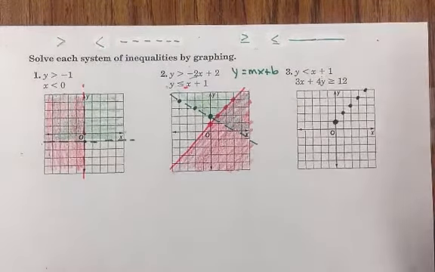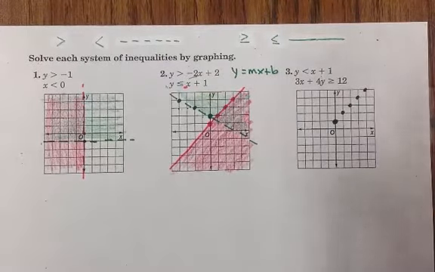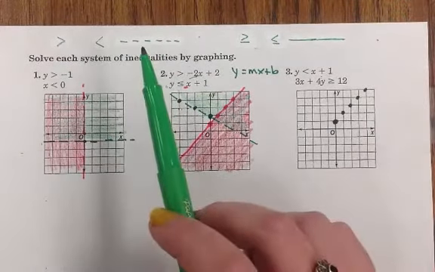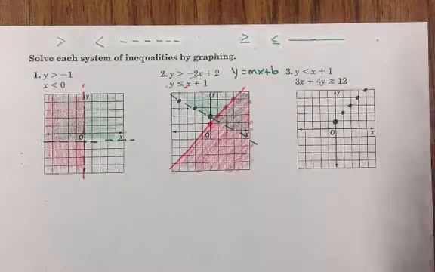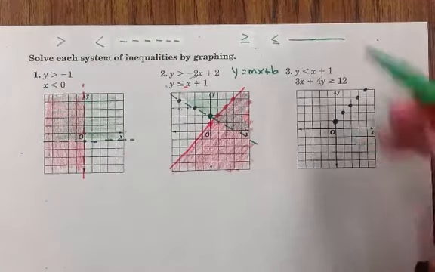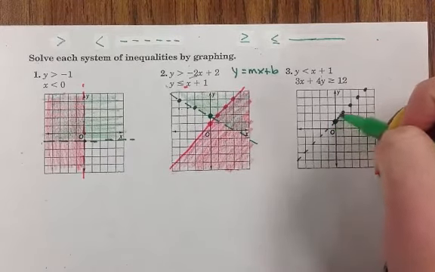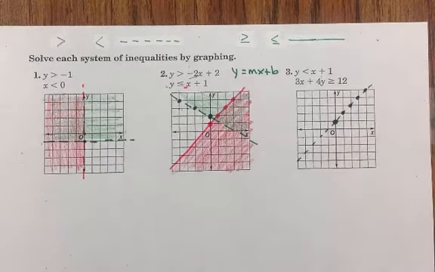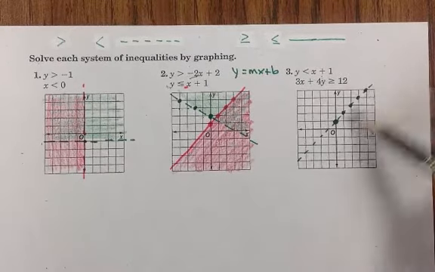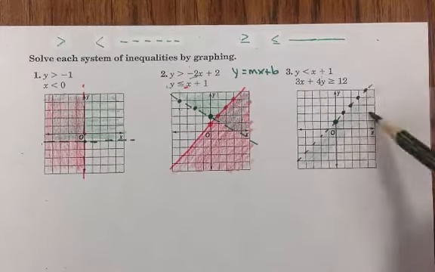The only thing that's going to be different this time is we need to draw in a dashed line instead because we have a less than sign. And if it is going to be less than, everything that is below that line is going to be what we're looking for.